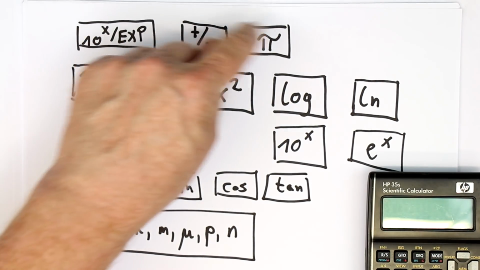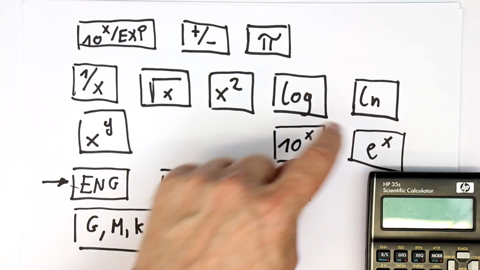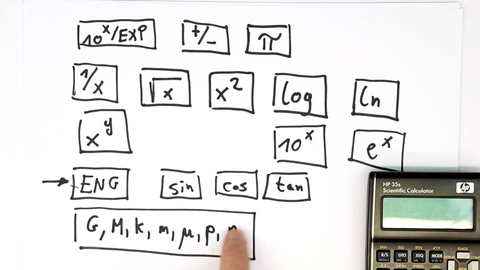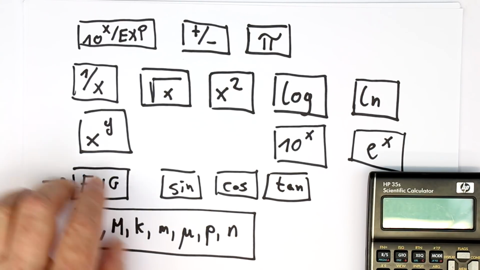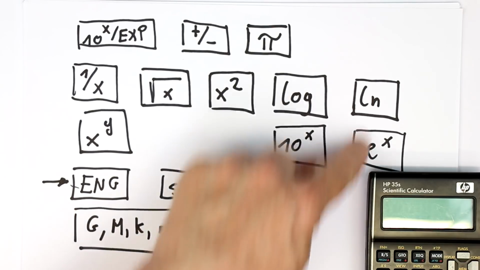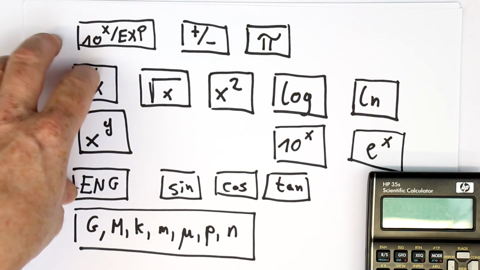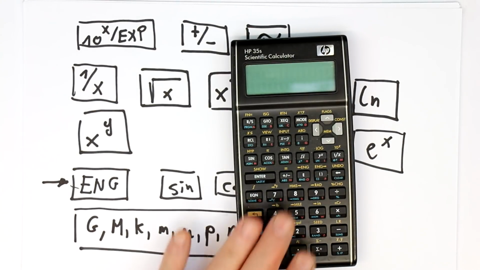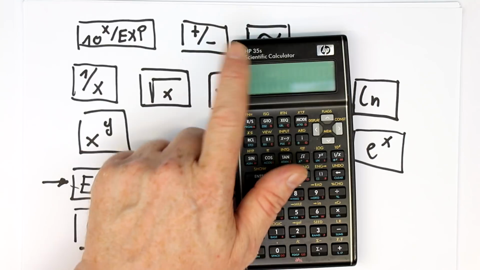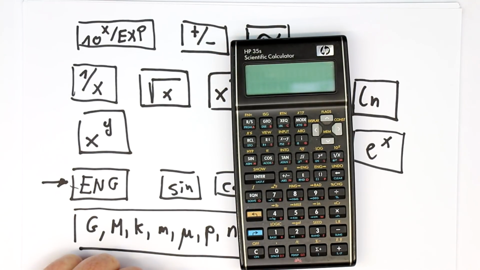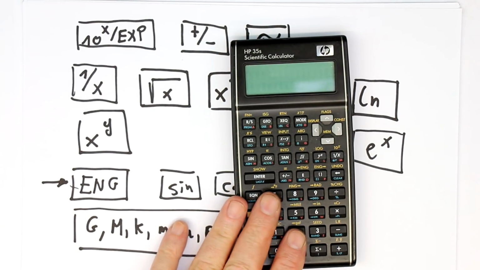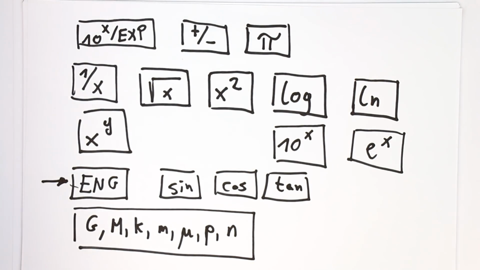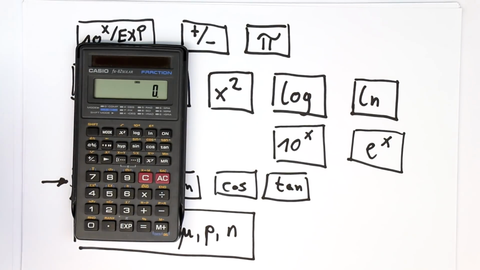8 out of 1, 2, 3, 4, 5, 6, 7, 8, 9, 10, 11, 12, 13, 14, 15. Let's leave these out. So we should have at least 15 direct keys for these most used functions, and we get just half of that, even on an HP calculator of today's vintage. So that's quite disappointing, and it doesn't get any better if you look at modern Casio calculators that you get.